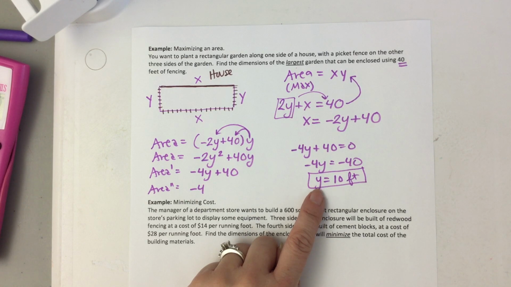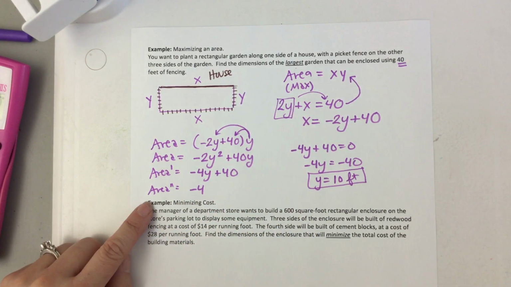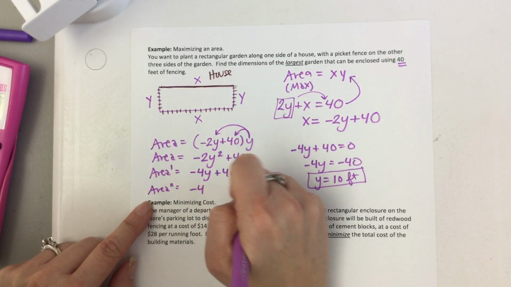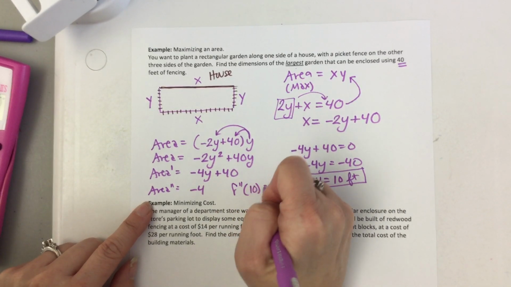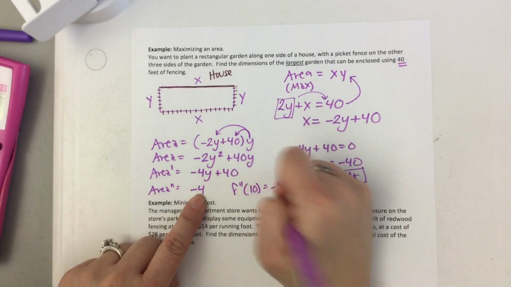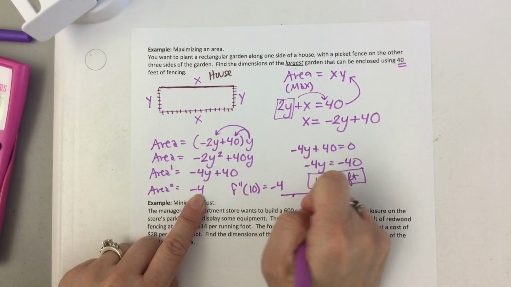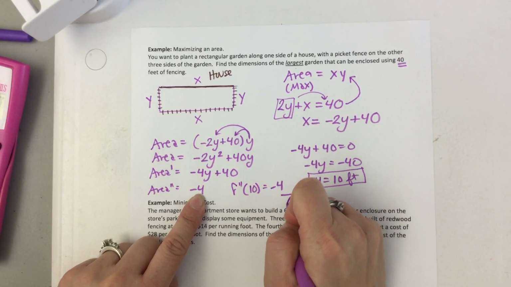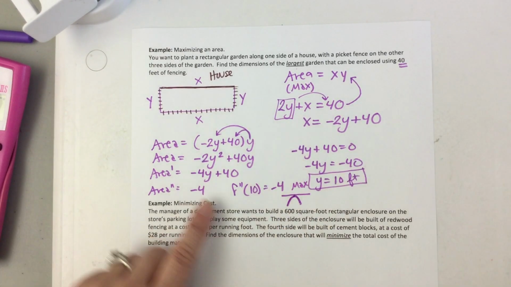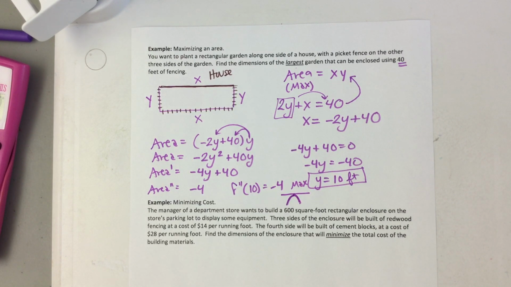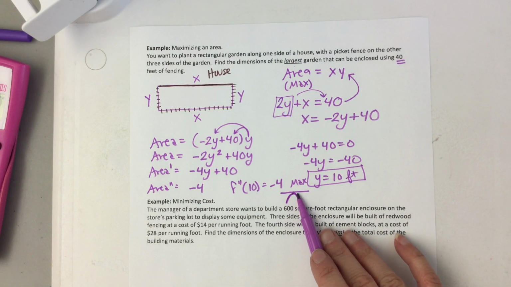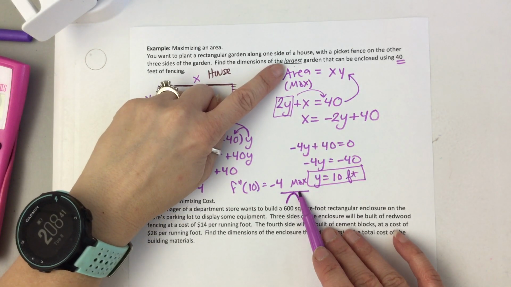We need to make sure that we're maximizing, so I go to the second derivative. If I take the second derivative and fill in a 10, the second derivative was a constant, negative 4. What that means is that it's concave down everywhere, so any value that I found when I set the first derivative equal to 0 and solved is where we're going to have a maximum. And that's great because that's what we want.